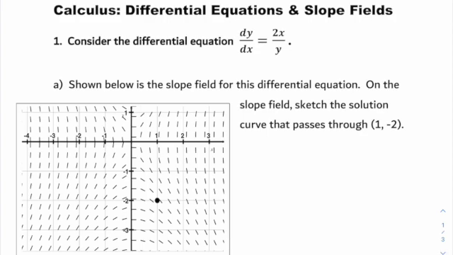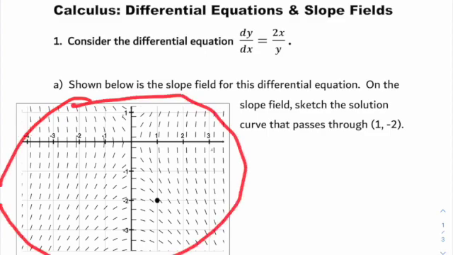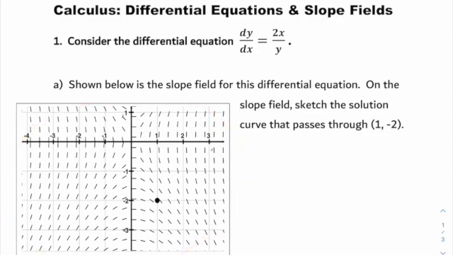So here we go. Number 1, consider the differential equation given here, dy dx equals 2x over y. And sometimes you have to draw your own slope field at a small number of points. And lately they've been doing more of this. They're showing you the slope field right here for that differential equation. And on this slope field, they want you to sketch the solution curve that passes through the point 1, negative 2. And notice that point has been highlighted for you.